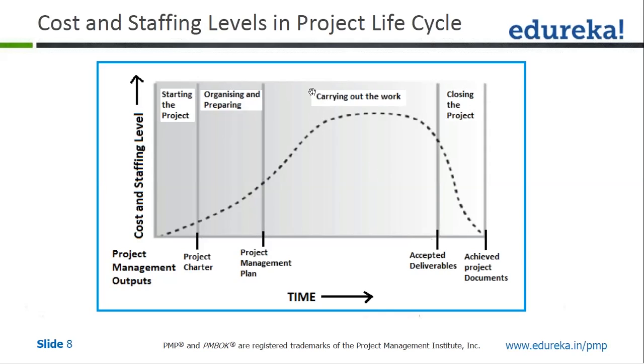Because we are talking about phases, carrying out the work, essentially at the end of the carrying out the work phase, you get accepted deliverables. Closing the project is the last phase, in which you will transition these accepted deliverables to the customer, and you will archive the project documents. This is a typical generic project lifecycle. Okay.